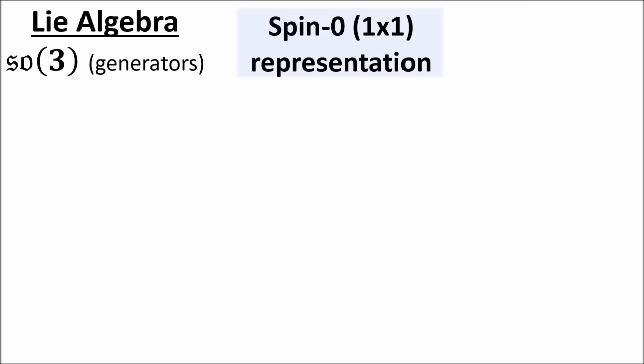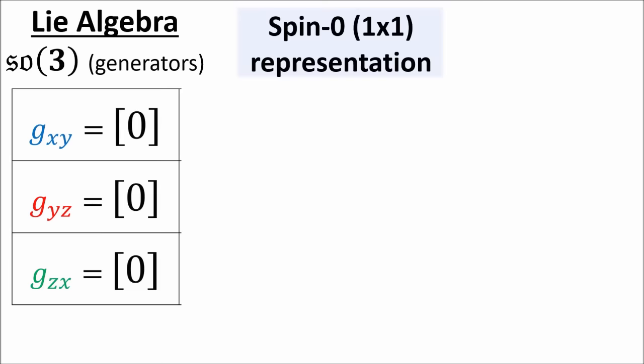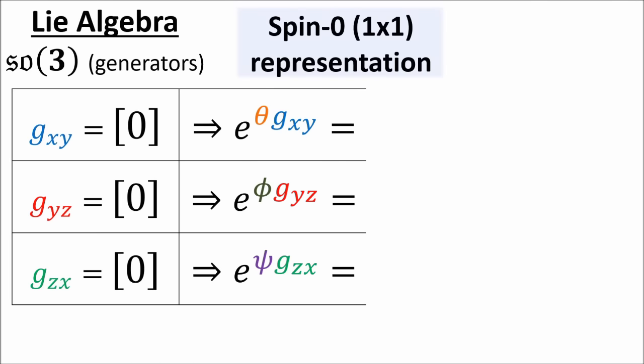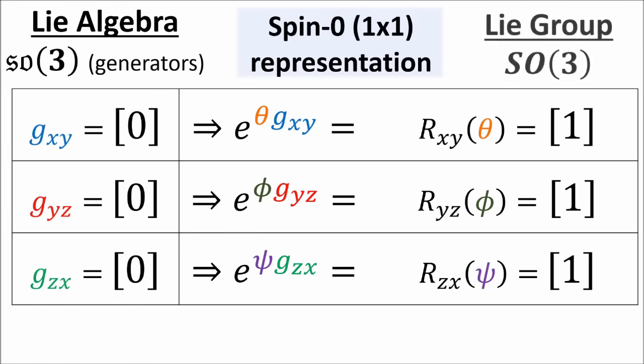So we find that the spin 0 representation of the so3 Lie algebra is just 1x1 matrices containing the number 0. And when we exponentiate these, we get the spin 0 representation of the SO3 Lie group, which are just 1x1 matrices containing the number 1. We call this the spin 0 representation because it tells us how to rotate spin 0 particles, which are represented by scalars. This representation tells us that when we rotate a spin 0 particle, this is the same thing as multiplying it by the number 1. In other words, spin 0 particles, represented by scalars, do not change when we rotate them.